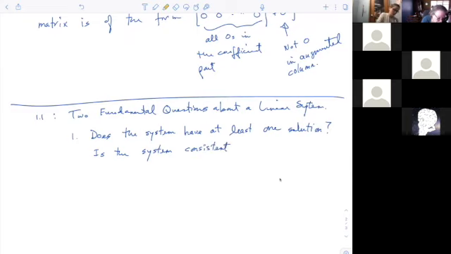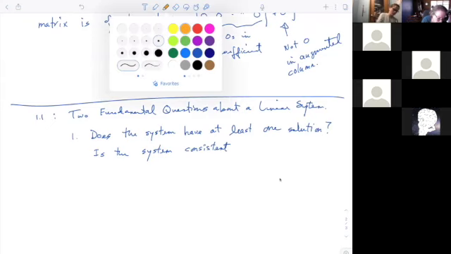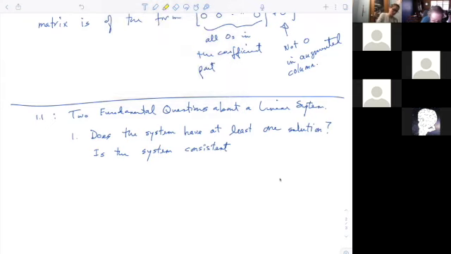Consistent here just means there's at least one solution. Those mean the same thing, but consistent is a new term. Consistent means, does the system have at least one solution? Okay, so that's the question that you ask first. So there's 2 fundamental questions, and the order that you ask them matters.